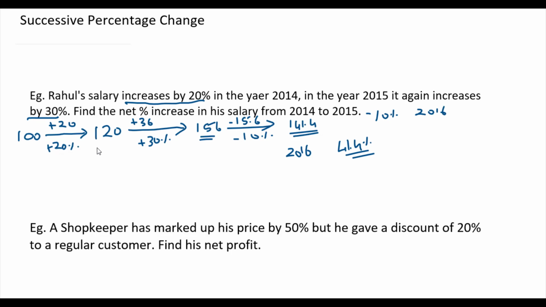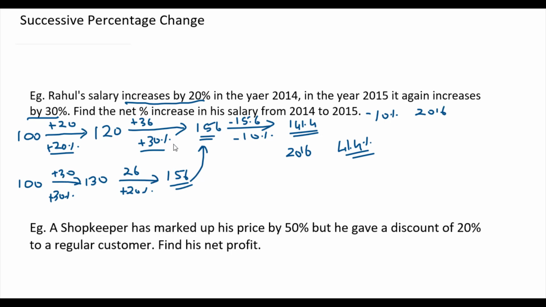Now, one thing which is important to note here is it does not matter in which order you apply these successive percentage changes. What I mean to say is, if you have calculated first, say, a 30% increase on 100, it would have come out to be 130. Now, if you find out 20% of 130, which will be 26, the final value you are going to get is 156, which is the same as above. So in successive percentage change, it does not matter the order in which you are applying the percentage change.